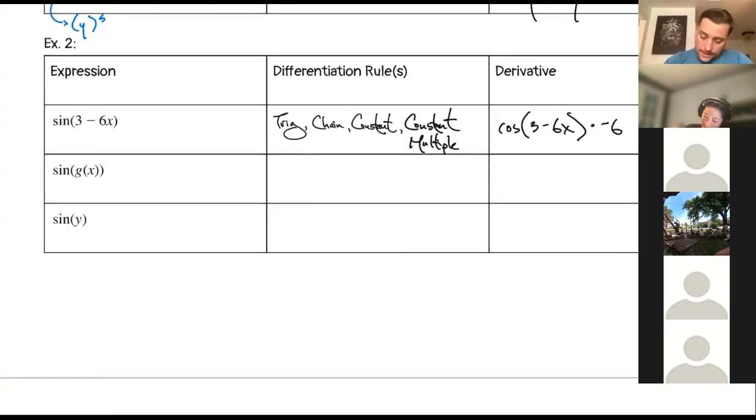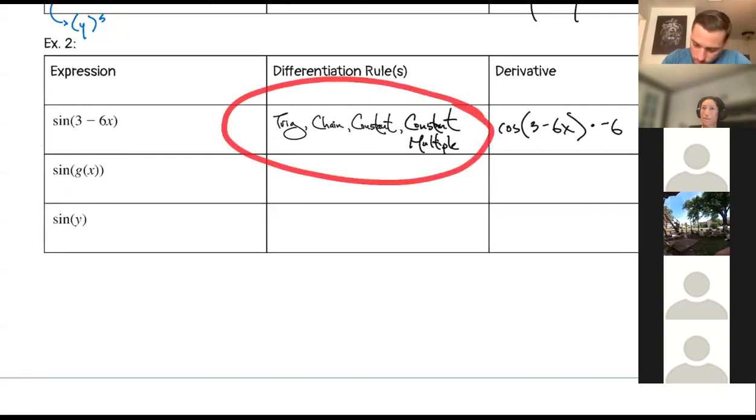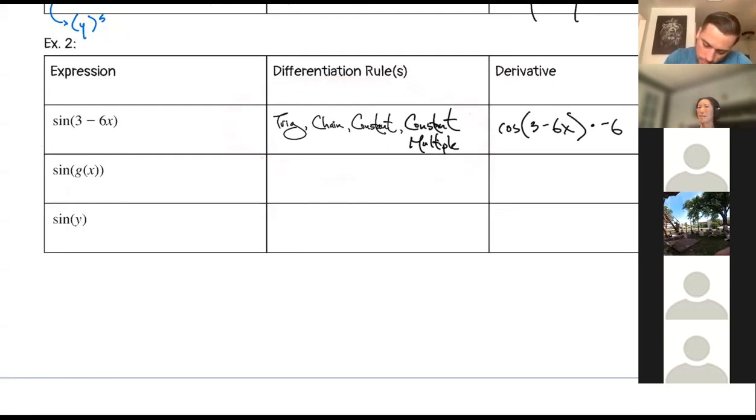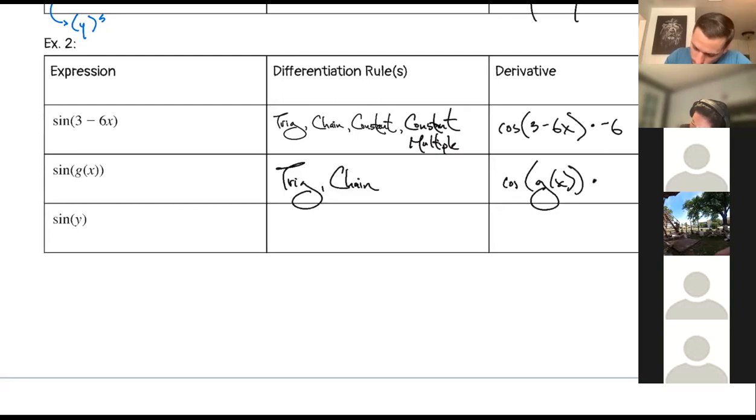Excellent. All right. What about sine of g of x? Which rules do we want to keep from that first part? Yeah, I would agree. The first two, the trig and the chain. And what is that derivative? Cosine g of x times g prime of x. Nice. Cosine of, keep the inner function, times the derivative of that inner function.